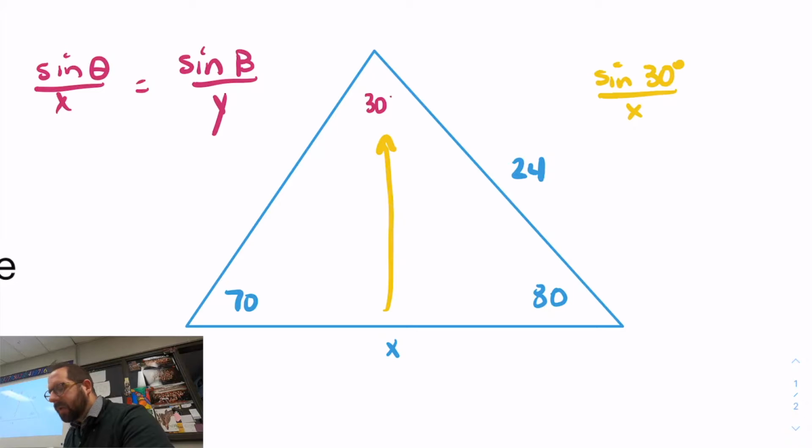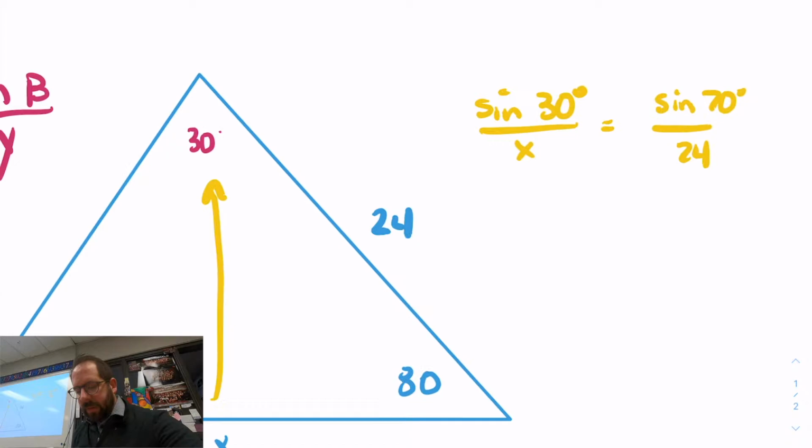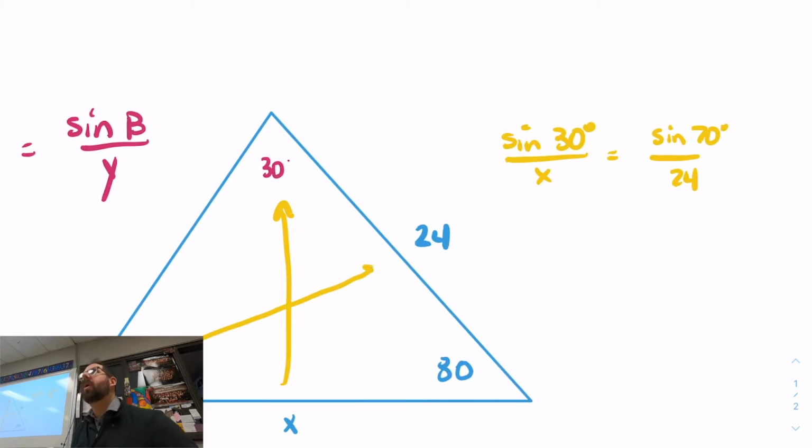Now, on the other side, this is what we call an anchor fraction. It has to have both numbers in it. So what is the other fraction I need to have? 70 and 24. Sine of 70 degrees over the 24. Now notice, when you write this down, you have to have sine in front of your angles. Don't just put 30 over X and 70 over 24. It's sine of the angle over its opposite wall. Again, it's always an angle and the wall that's across from it. That's called an opposite wall.